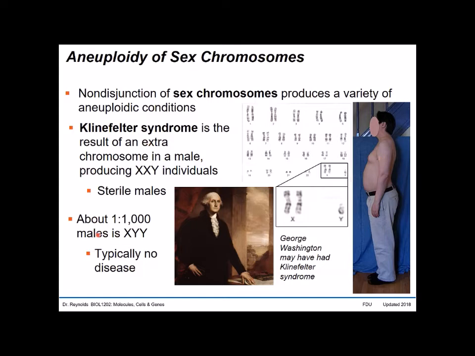About 1 in 1,000 males is an XYY. And these individuals, similar to trisomy X, don't typically know that they have it, and there's no disease. So these individuals are not typically sterile, and it's similar to that idea that there's no real linkage between any particular disease characteristic.